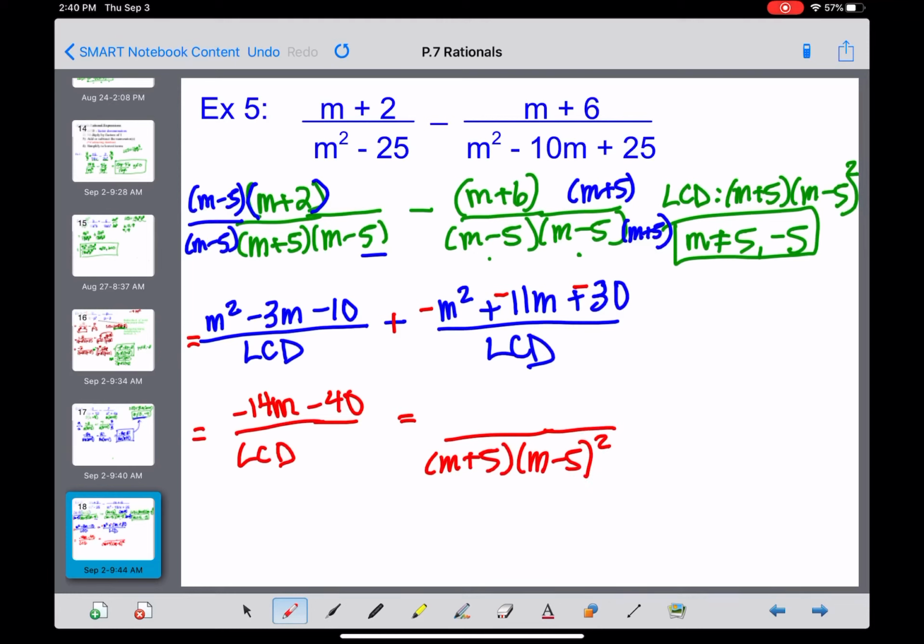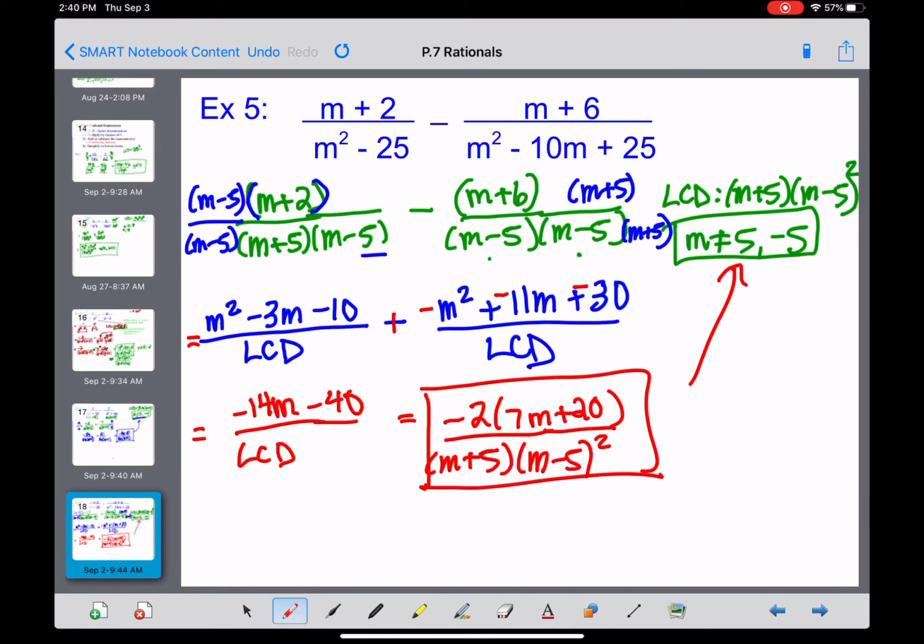And then you can factor that out to make sure nothing cancels. Nothing will. So you can write your answer factored or as just negative 14m minus 40. And then that's my disclaimer up there.